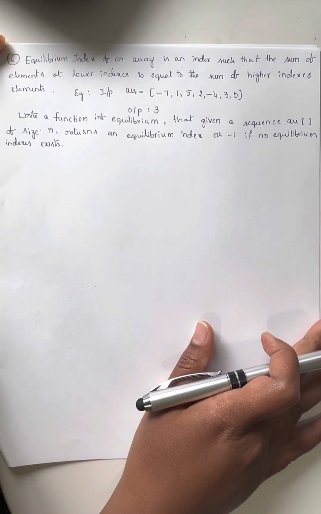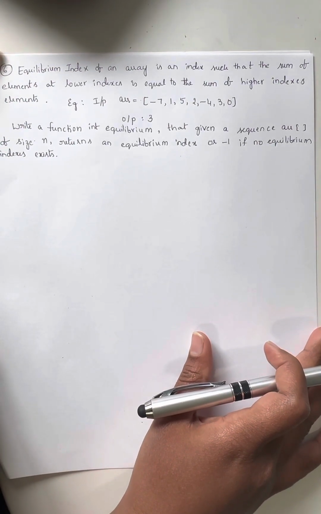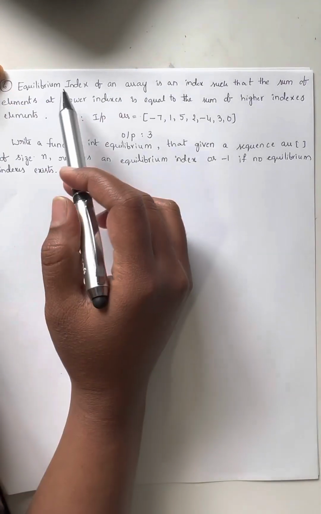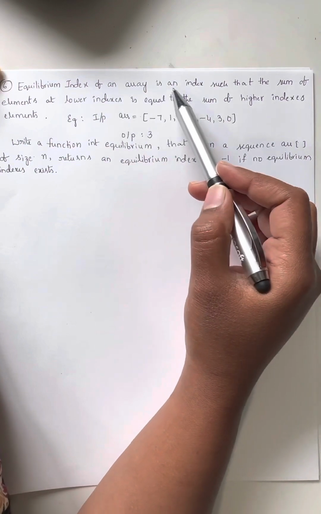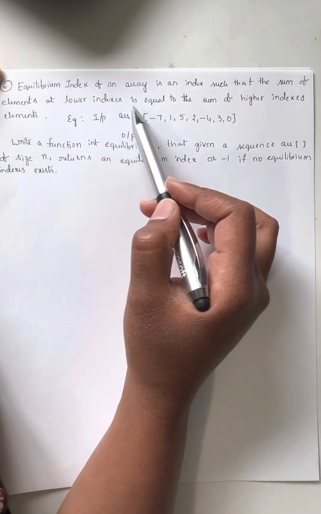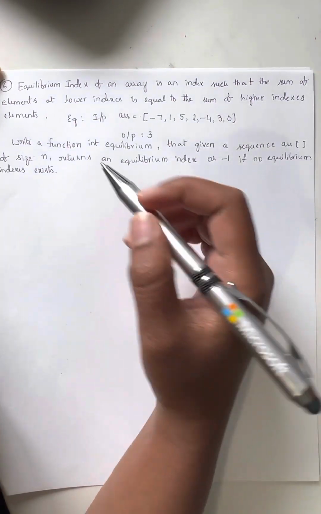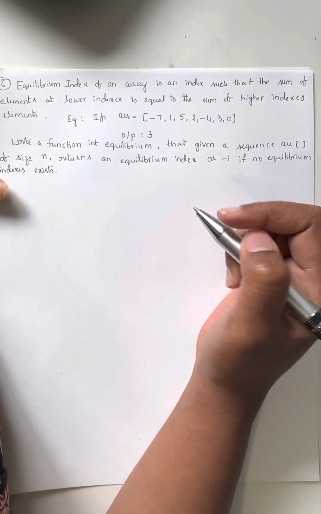In this video, I am going to solve a problem where we need to find the equilibrium index of an array. So the question for the problem is: the equilibrium index of an array is an index such that the sum of elements at lower indexes is equal to the sum of the elements at the higher indexes. Okay, so we need to find the equilibrium index.